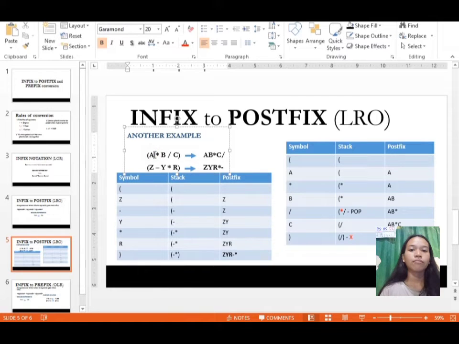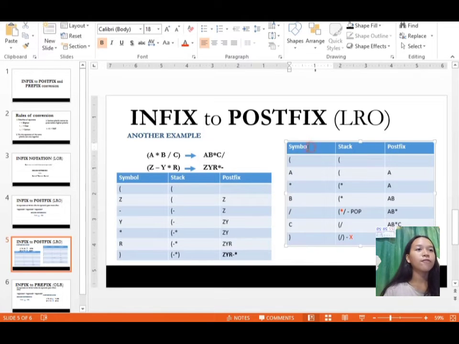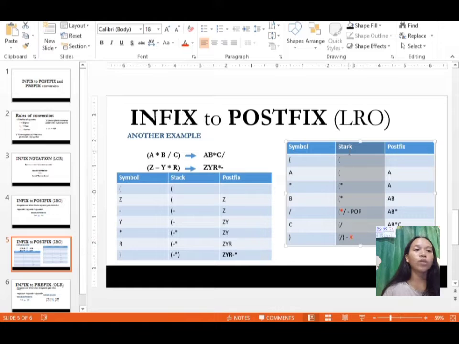A times B divided by C. Let us solve why we come up with the answer. Here is the table. We have columns for symbol, stack, and postfix. In the symbol column, we put everything we used in the expression, whether operand or operator. In the stack, we only put the operators used in our expression. And the postfix holds the operands used in our expression.